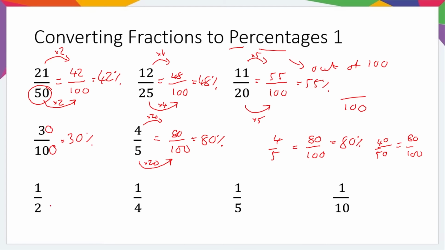Here are some useful ones that you should just know. I'm sure you all know that a half is 50%. Hopefully you know that a quarter is 25%. 1/5 is 20%. A lot of people don't know the fifths. Again, you could turn 1/5 into 2/10. 1/5 is the same as 2/10 and add a 0 top and bottom. 20 out of 100, so 20%.